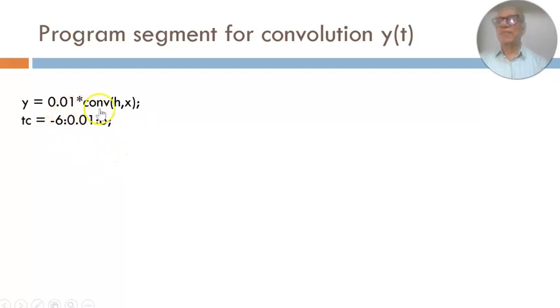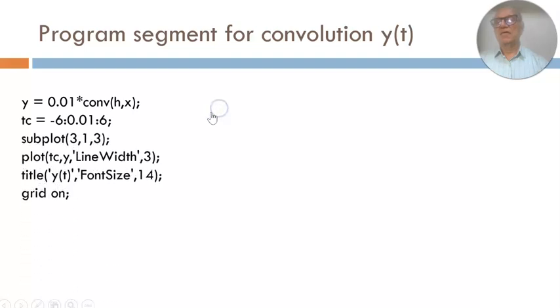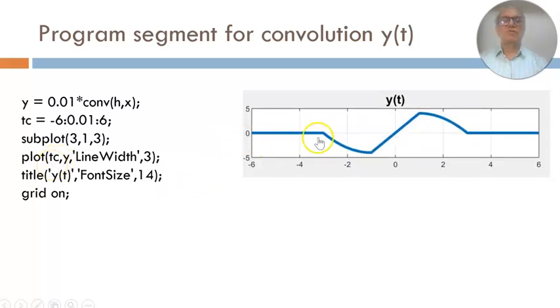Now remember that the convolution function itself has a start point, which is the addition of the start points of the two functions. So both of them were starting from -3. So our convolution will start from -6, and both functions were ending on 3. So the convolution will go up to 6. So once this TC is known, then you can plot y as a function of TC. And if you do that, this is what you get.